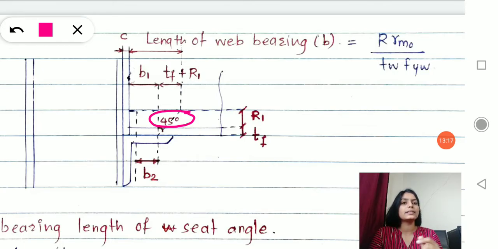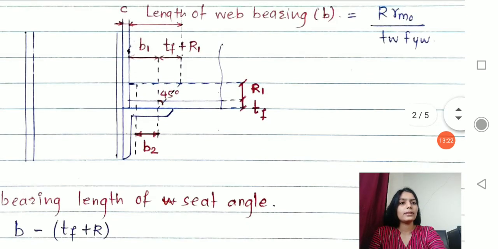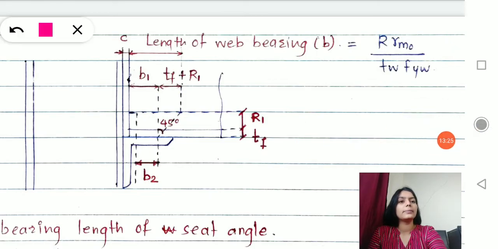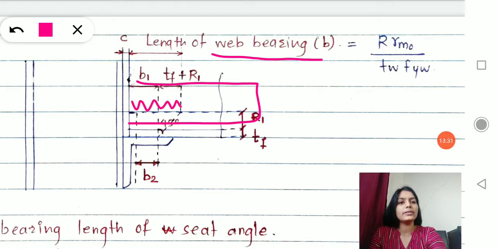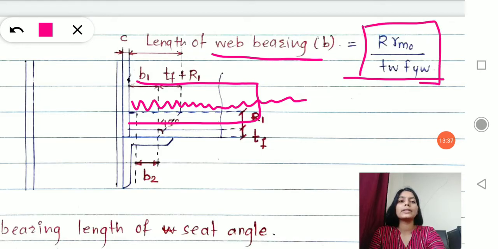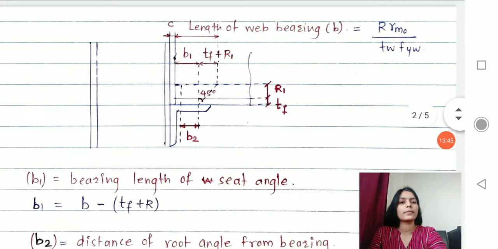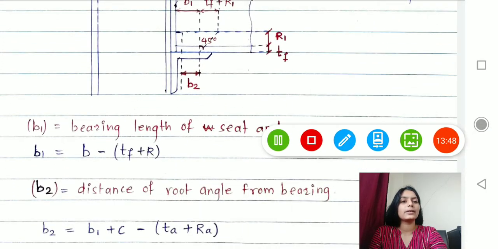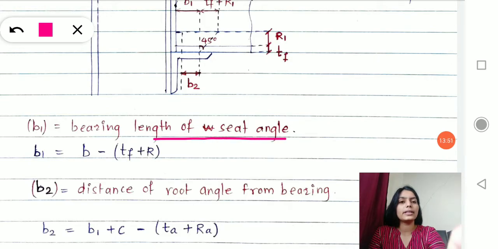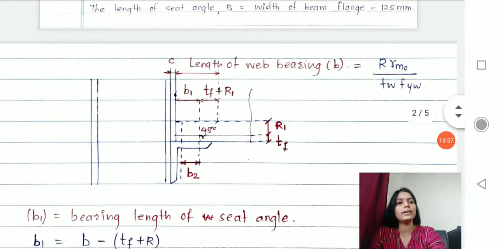Now let's understand the second distance, which is the bearing length of the seat angle. First we calculated the bearing length of the web. This is the beam, and the bearing length of this web of your beam is calculated with this formula. Now I am calculating the bearing length of my seat angle. How to calculate that? So the bearing length of a seat angle is calculated as B minus thickness of flange plus R. How we did that? See here in the figure.